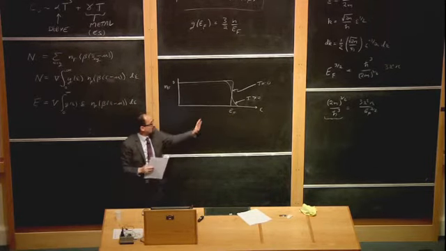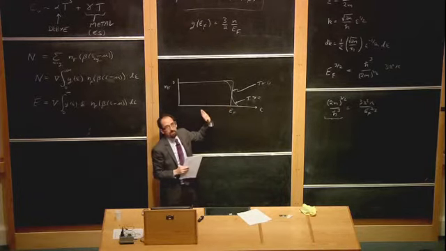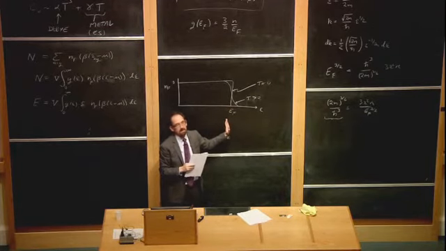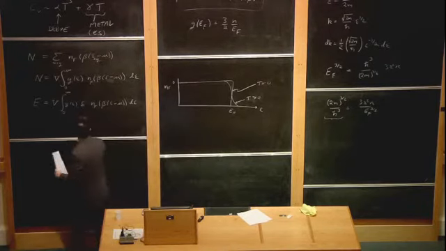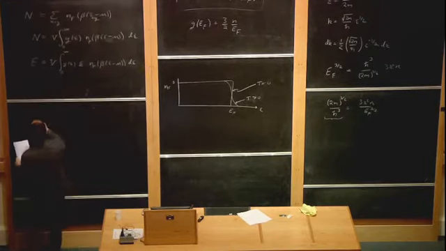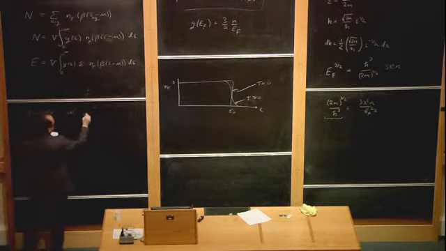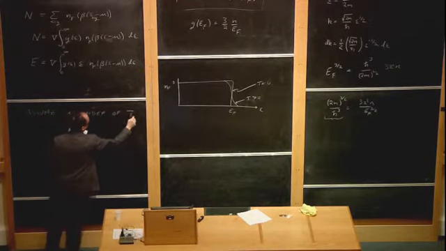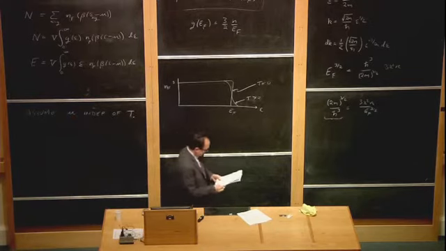Now, in truth, you have to adjust the chemical potential a little bit as a function of temperature to keep the total number of particles fixed, but you don't have to adjust it a lot. Basically, the chemical potential stays almost exactly the same. So we're going to make this assumption. Assume mu is independent of T. It's not quite right, but it's not too bad an approximation.